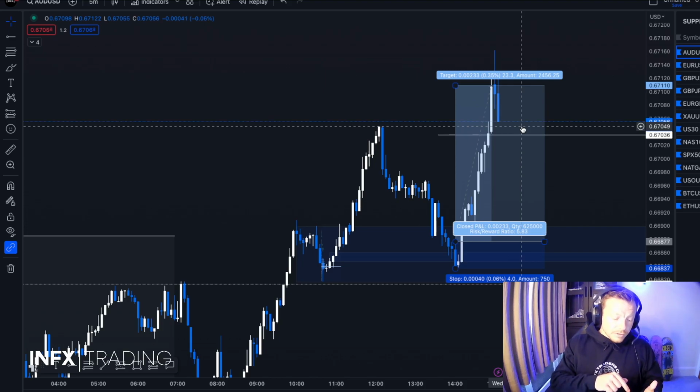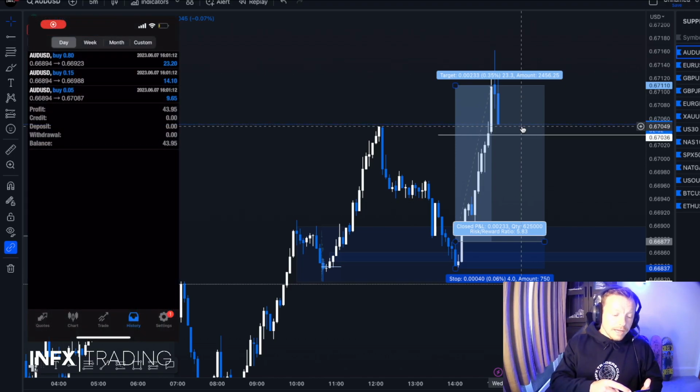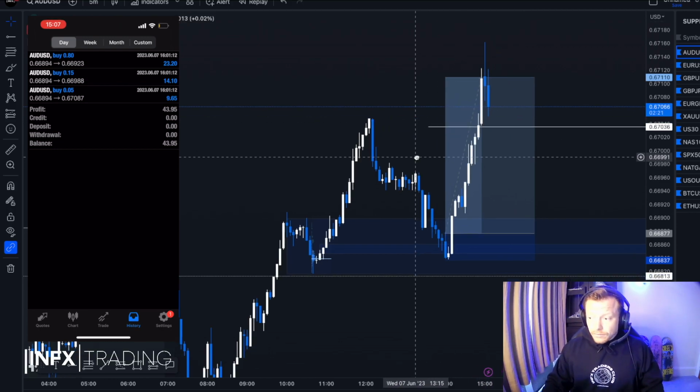So I'll just throw this up on the screen now so you can see the stages of the trade. We had the 80 cents trade come out at $23.20, 15 cents trade come out at $14.10, and then that last 5 cents running for an extra $9.65. Now that is obviously insane.